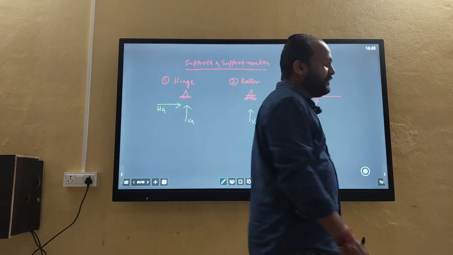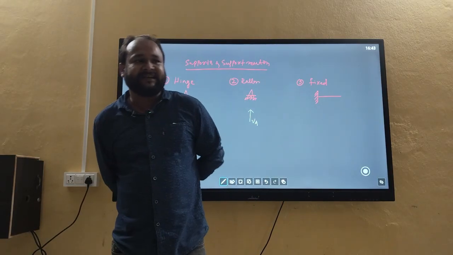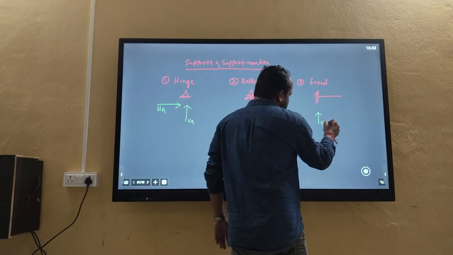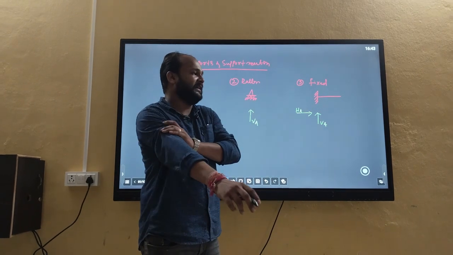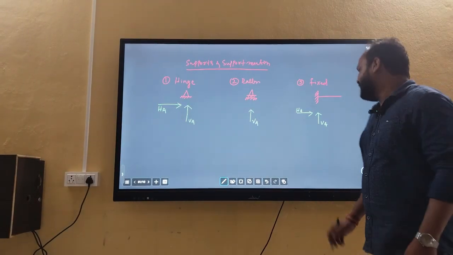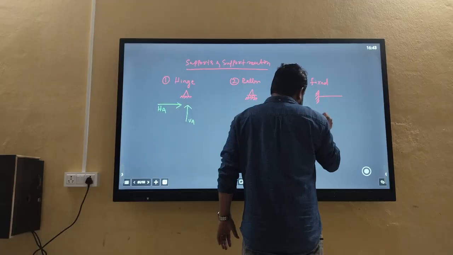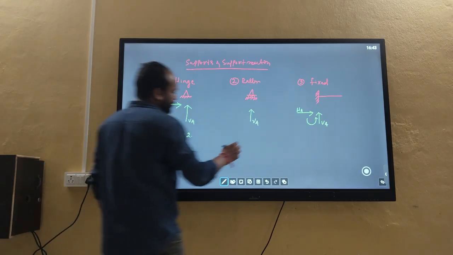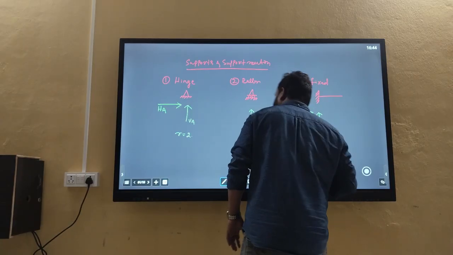But in fixed support, the displacement in the x-axis as well as the y-axis are restricted. So we will get two reactions, VA and HA, and it is a special case where the moment is also restrained. Therefore, we will get another reaction, which is our moment. So in hinge support, R equals 2. In roller, R equals 1. And in fixed, R equals 3. Okay.